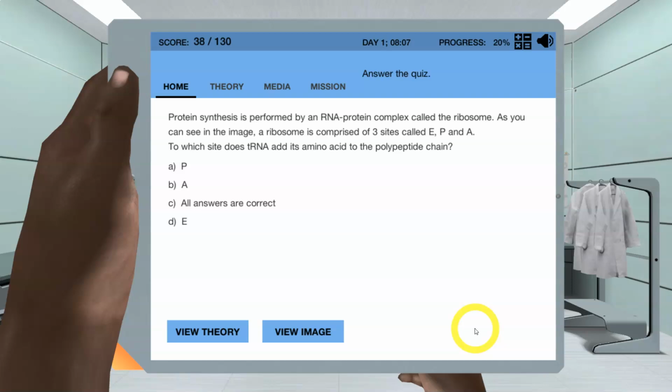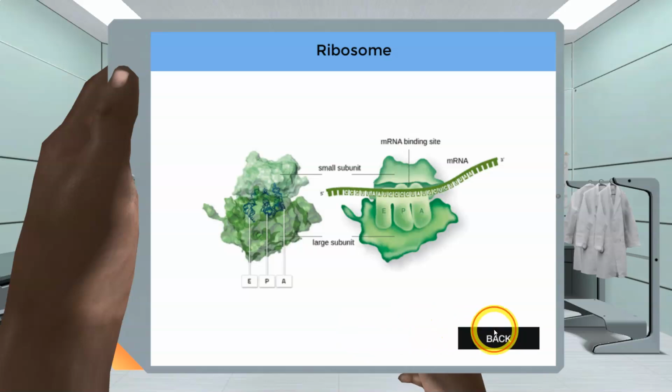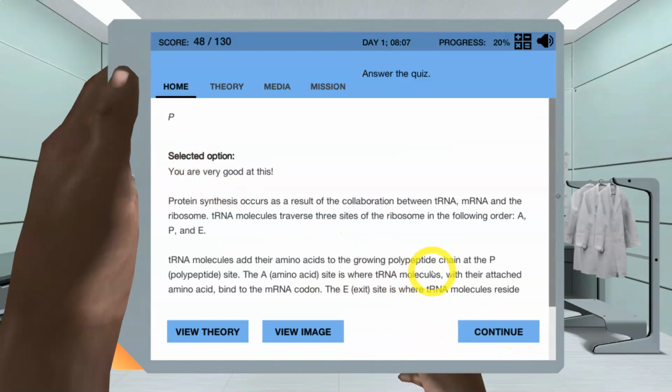Protein synthesis is performed by an RNA protein complex called the ribosome. As you can see in the image, a ribosome is comprised of 3 sites called E, P and A. To which site does tRNA add its amino acid to the polypeptide chain?